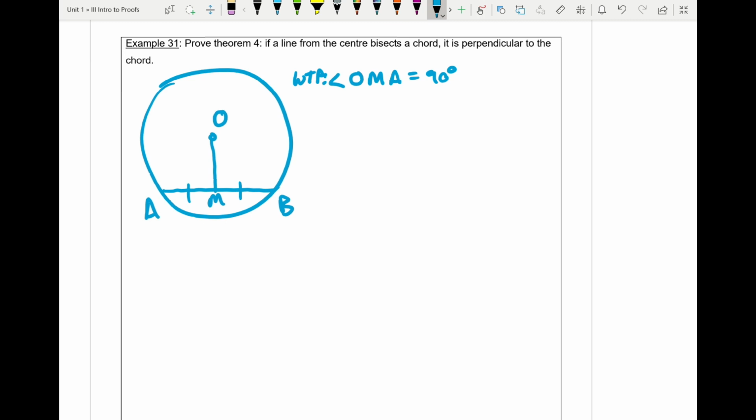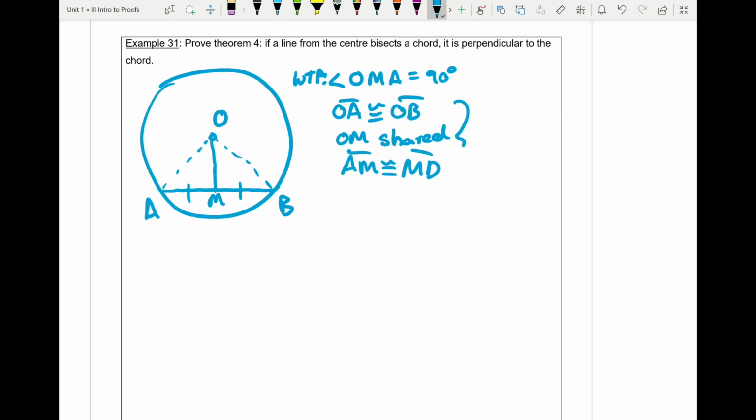So what we want to apply here is congruent triangle theorem. So instead of having three lines, let's turn this into two triangles. Okay, and the reason why that's helpful for us is we can see O to A is equal to O to B, right? O to A is a radius, O to B is a radius. So we know that from this we have OA is congruent to OB, OM is shared, and we have that AM is congruent to MB.